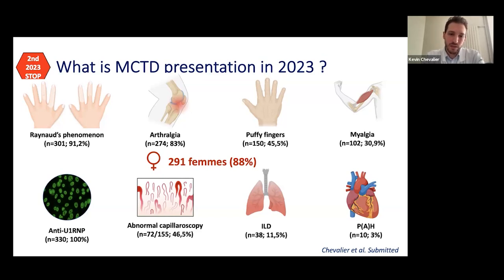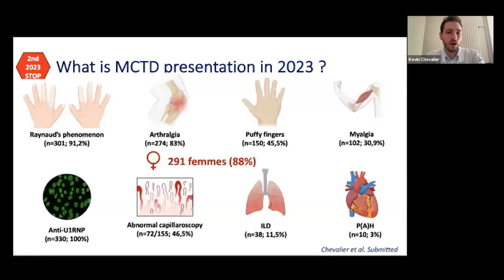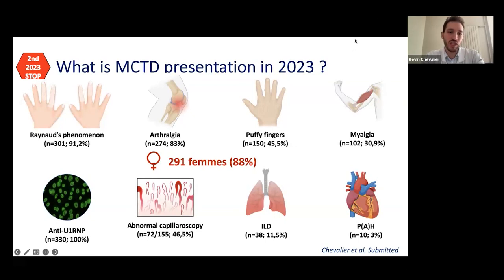At MCTD diagnosis, 155 patients had a nailfold capillaroscopy. Among them, almost half had an abnormal one, defined by the presence of microhemorrhages and/or avascular areas and/or giant capillaries. 38 patients, so 11.5% of our patients, had an ILD at MCTD diagnosis, and 10 patients had pulmonary hypertension.